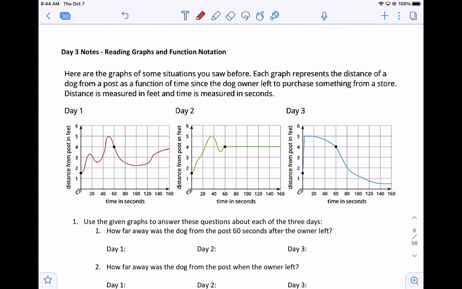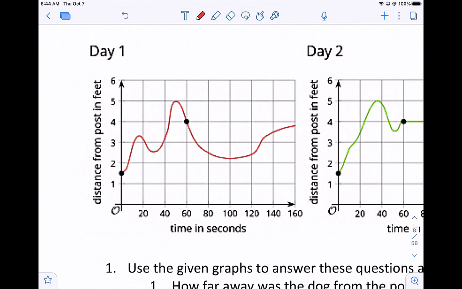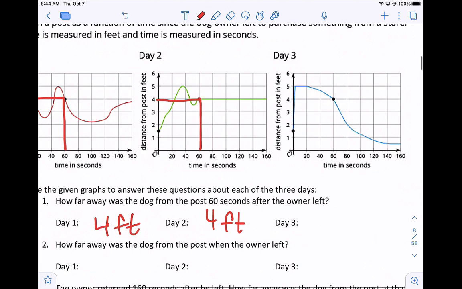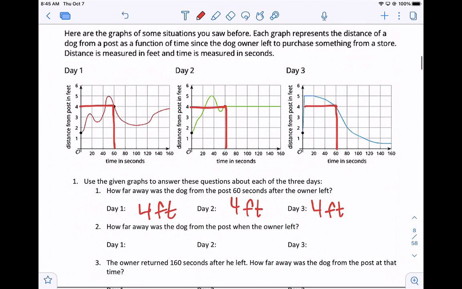Number 1, use the given graphs to answer the questions about each of the 3 days. Number 1, how far away was the dog from the post 60 seconds after the owner left? So we'll start with identifying 60 seconds. We'll go up till it meets our function and then go over. So for day 1, that would be 4 feet away. For graph 2, 4 feet away. And for graph 3, so the dog is 4 feet away from the post each of the days that we're looking at the graphs.